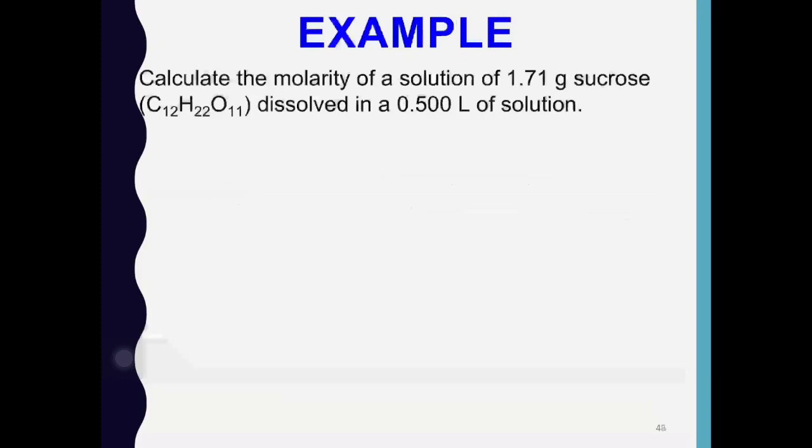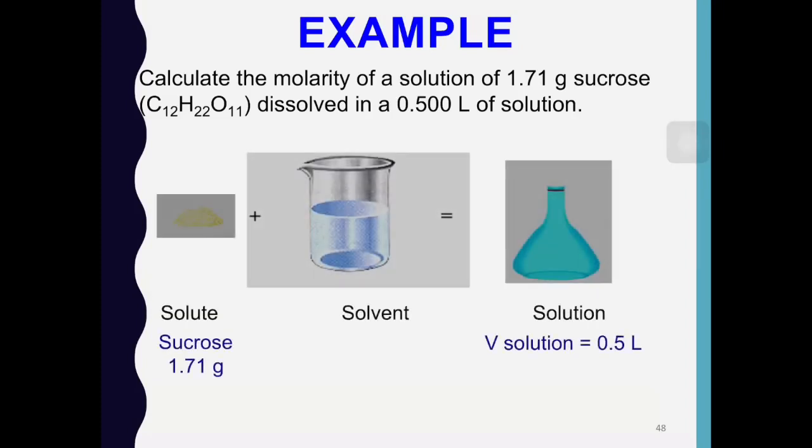Calculate the molarity of a solution of 1.71 gram of sucrose dissolved in 0.5 liter of solution. Now, let's list out all the components of this solution. So, this is mass of solute. This is solvent, usually water. And the volume of solution given in the question is 0.5 liter. To find molarity, we need mole of solute, which is sucrose, and volume of solution.